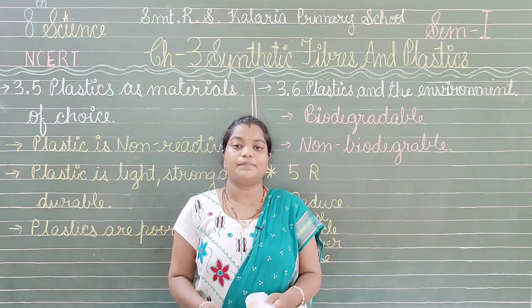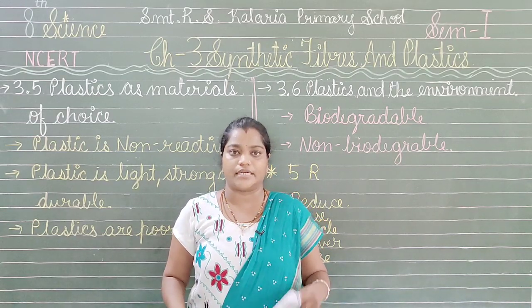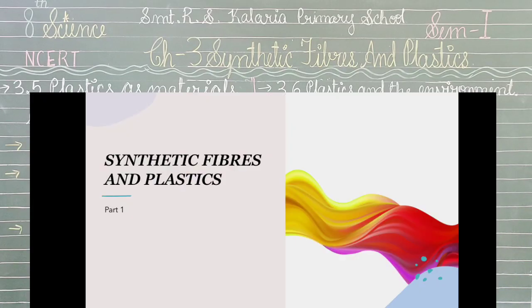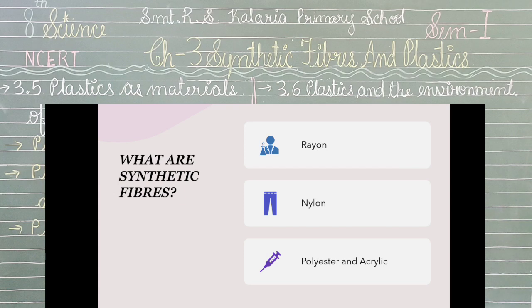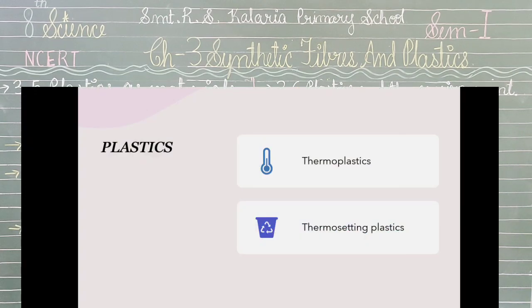Now by this we end the chapter, but let's have a small recap of whatever we have studied. Here in the slides you can see that the first topic was what synthetic fibers are. Then we studied the types of synthetic fibers, that is rayon and nylon. Then we saw activity 3.1. Further, we saw polyester and acrylic. After that, we switched to the characteristics of synthetic fibers, which were about plastics. In that, we studied thermoplastic and thermosetting plastics.